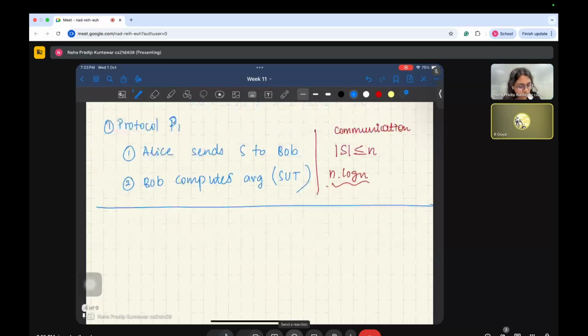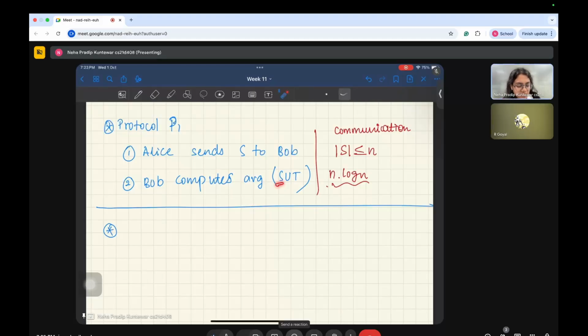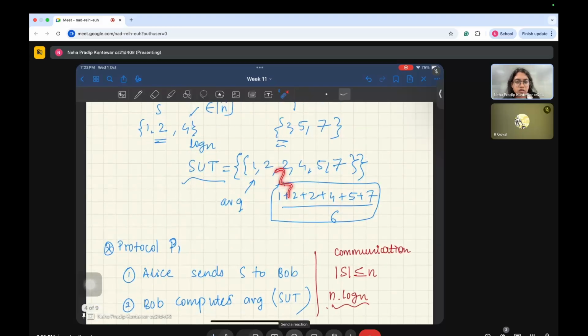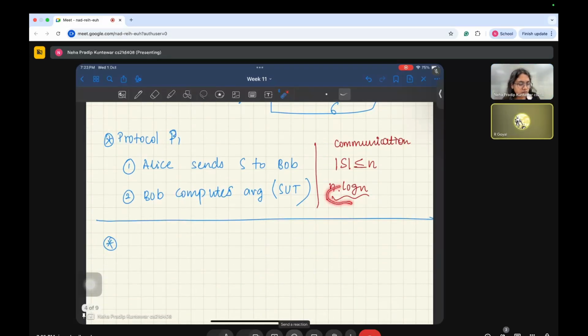Oh, I see. And the complexity, because I thought that if we compute the average, then we would be dividing this by n. But we did not compute the average here. Once Bob has S and T, Bob will just compute this. There is no further communication that is needed. Yes. And from the communication viewpoint, this solution is not the optimal one.